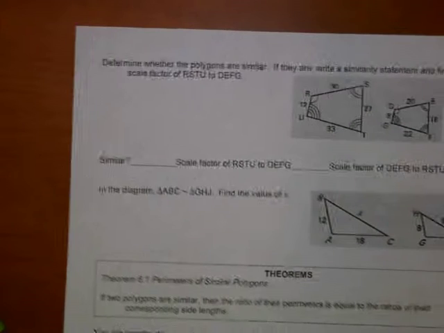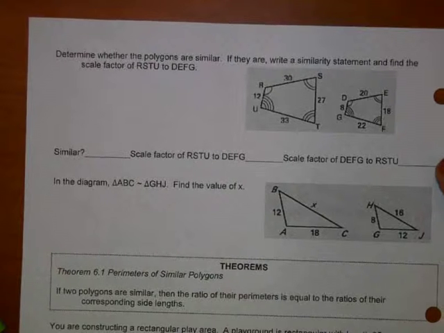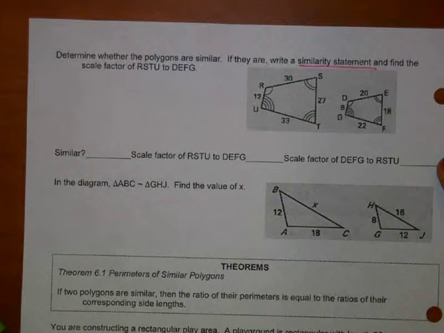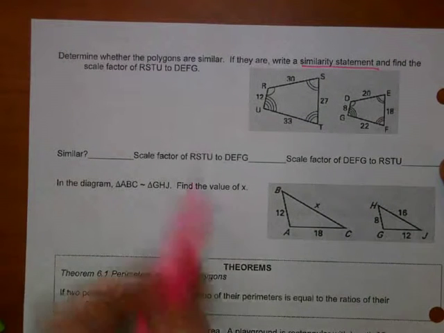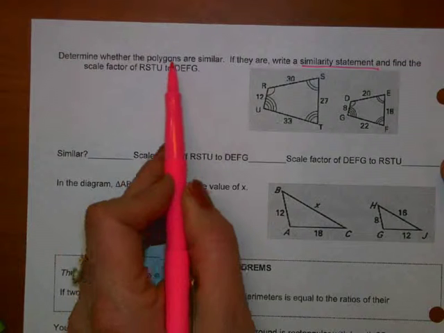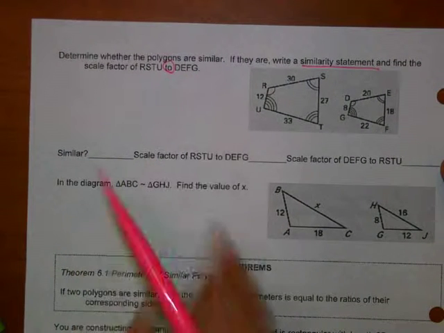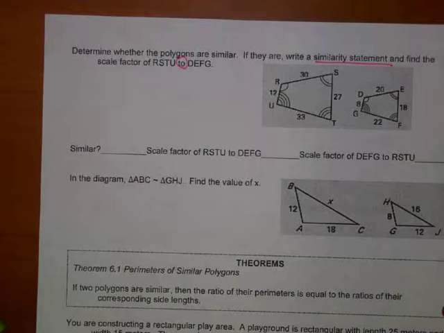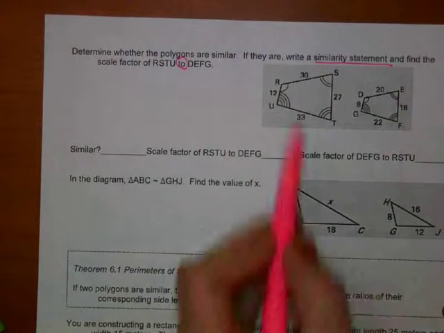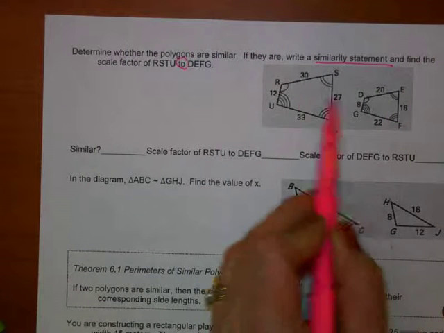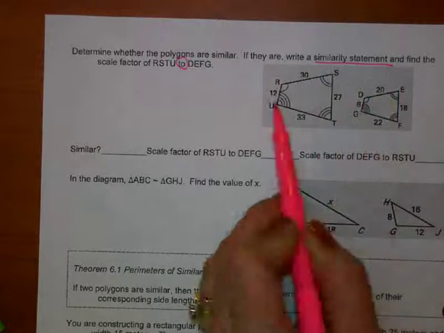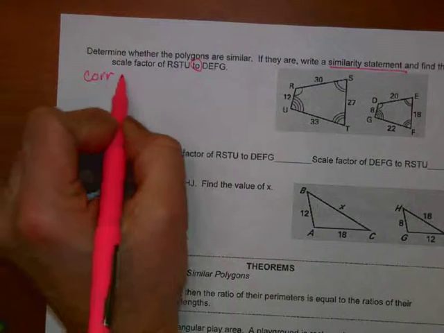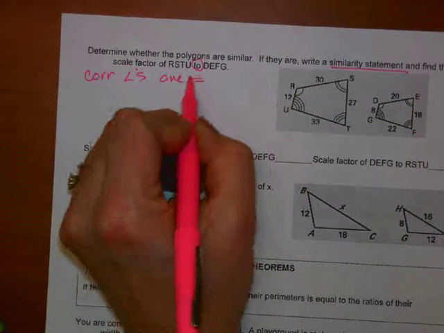Alrighty. Determine whether the polygons are similar. If they are, write a similarity statement, which is just like a proportionality statement, and find the scale factor of RSTU to DEFG. Okay? So, what do we have to know to determine that they're similar? We have to know what? All their angles are what? Congruent. Do I notice the corresponding angles are all congruent here? Yes. Okie dokie. Corresponding angles are congruent. Check. Right?